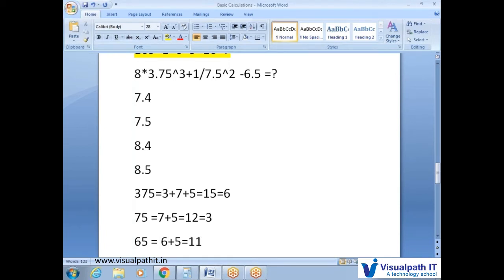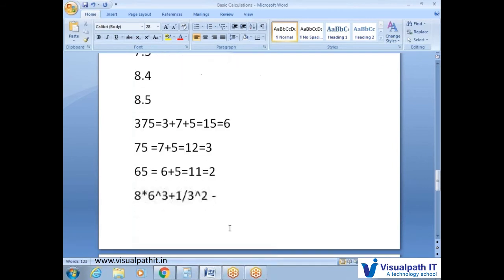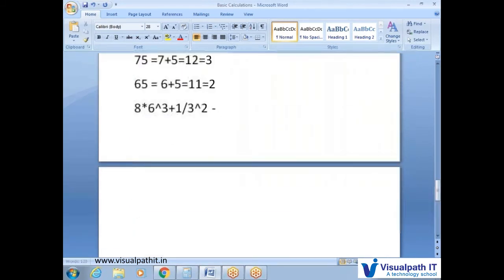11 means again a double digit number, so again converting into a single digit. 1 plus 1 means 2. So in this place you can write down 2. Clear? So find the value.